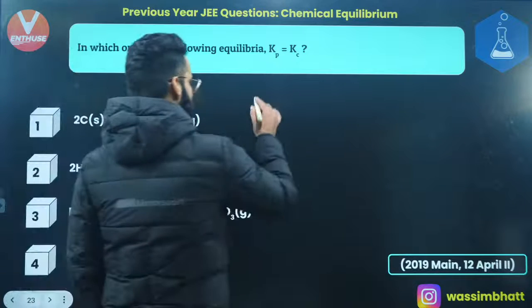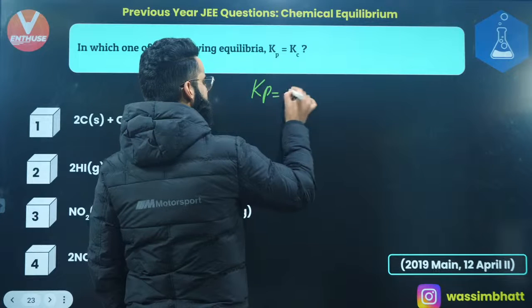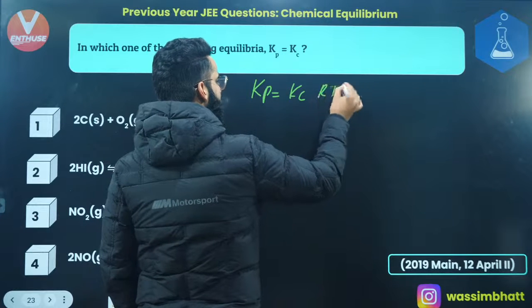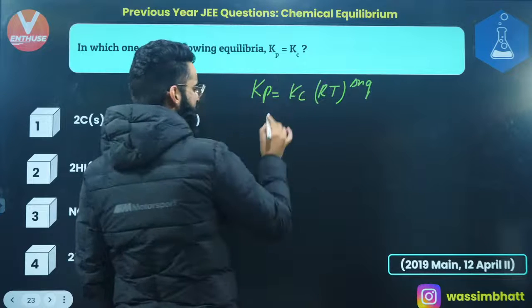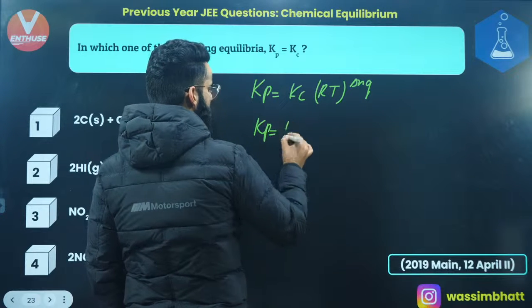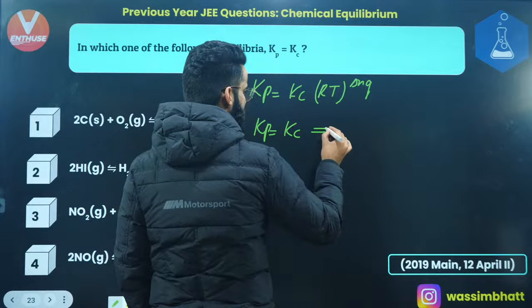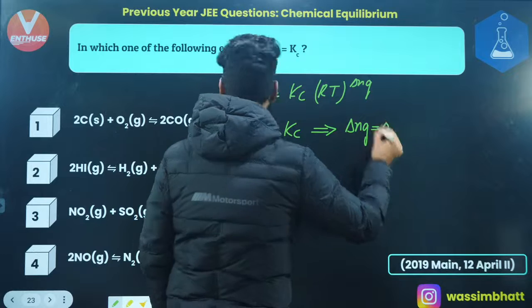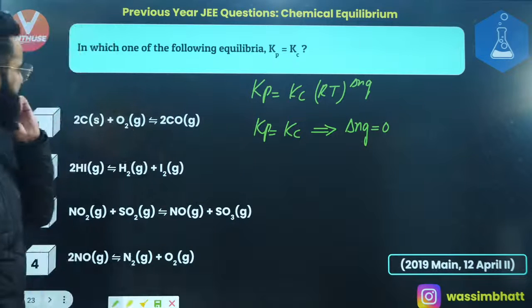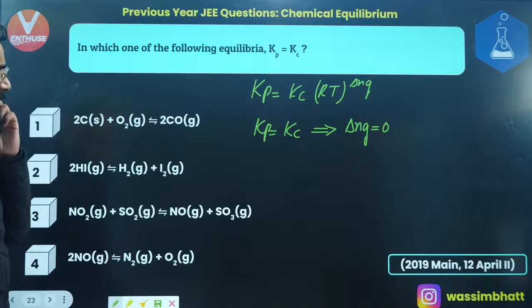So first of all, if I write the relation Kp is equal to Kc RT raised power delta Ng. First of all, when can Kp be equal to Kc? Kp can be equal to Kc only if delta Ng for the reaction is 0, right? That reaction whose delta Ng will be 0, for that reaction Kp will be absolutely equal to Kc, right?